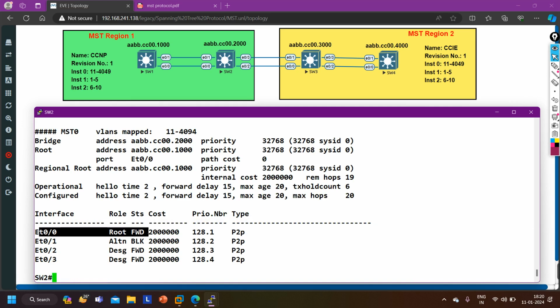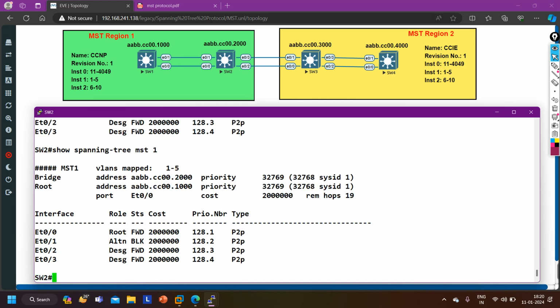For instance 0, 0/0 is RP. For instance 1, 0/0 is RP. But for instance 2, 0/1 is the RP, because here you can see we have lower cost, right? So now we have two loop free topology between switch 1 and switch 2, right?